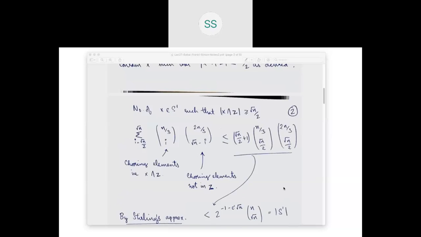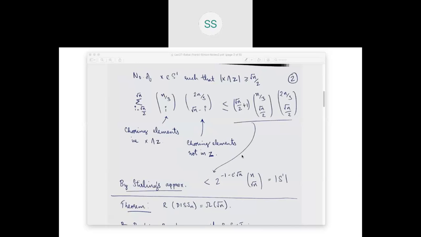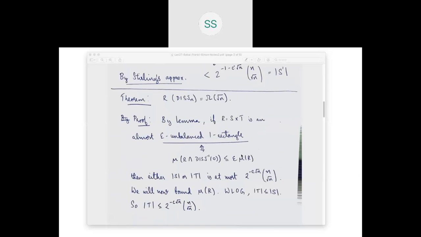So there must exist elements in S prime such that X intersection Z is strictly less than square root n by 2, and that is what we are looking for, and that's what the claim asserts. And we can use this claim repeatedly till L is strictly less than square root n by 3. So we get up to square root n by 3 elements. Fine.